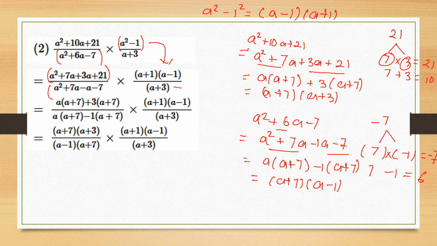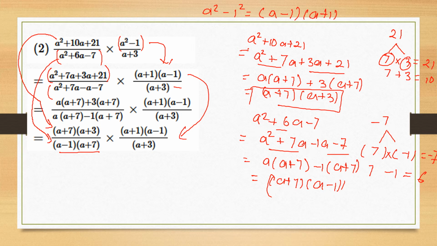So now if you see the numerator, that is factors of the first term, a plus 7, a plus 3, and the denominator, that is factors of the term, that is a plus 7, a minus 1, that is here. And this term, this as it is, a plus 1, a minus 1 upon a plus 3. Now if you see, this and this a plus 3 will get cancelled, a plus 7, a plus 7 cancelled, a minus 1 and this a minus 1 cancelled. And we are left with only a plus 1 in the numerator. So the answer of this expression is a plus 1.